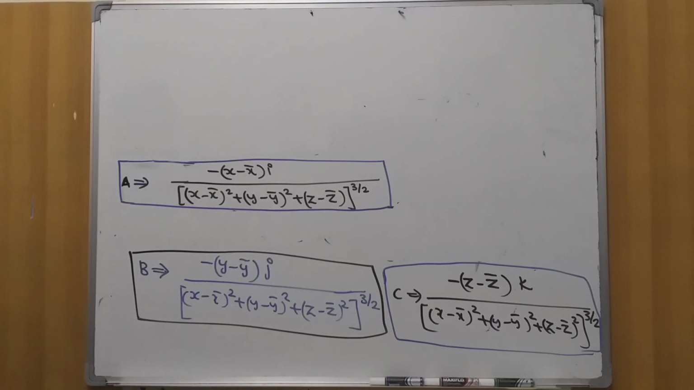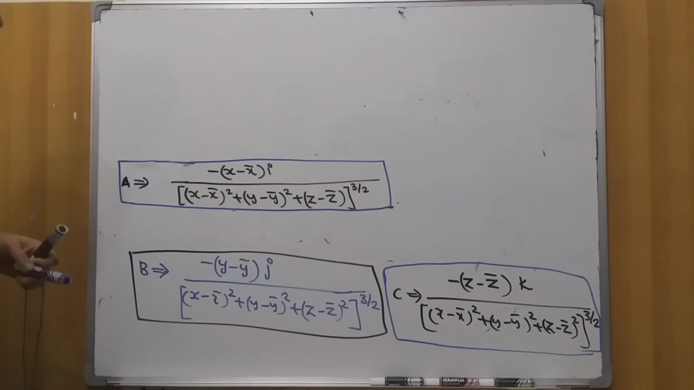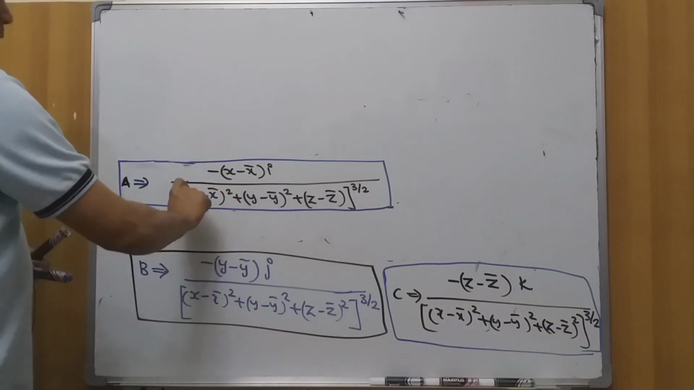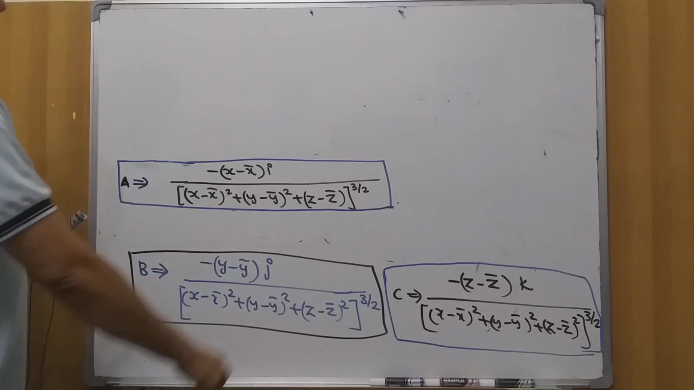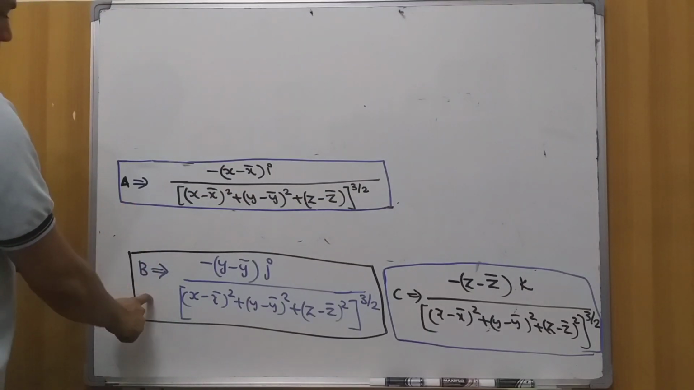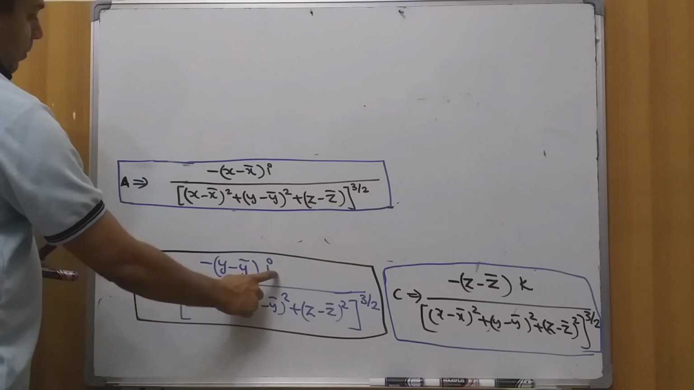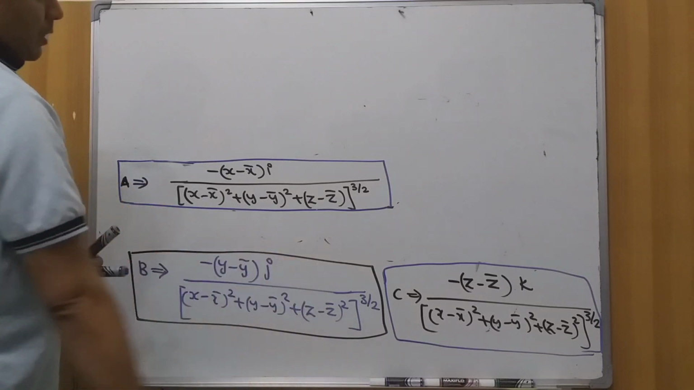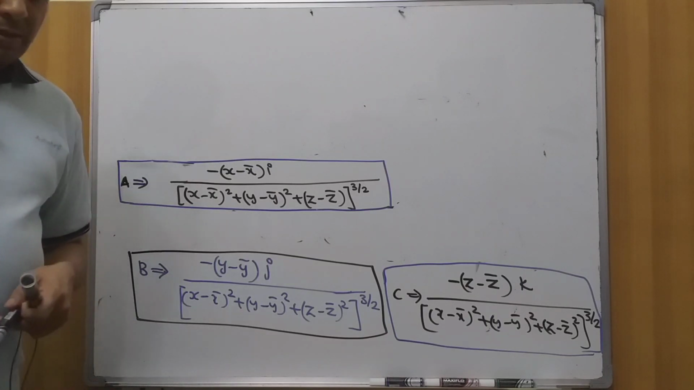So the term A becomes minus of (x minus x bar) i divided by the whole equation, which is (x minus x bar) whole square plus (y minus y bar) whole square plus (z minus z bar) whole square to the power 3 by 2. Same way, B will be the same denominator, but only the numerator is minus (y minus y bar) j. And for the third term C, the denominator is again the same, and the numerator will be minus (z minus z bar) k.